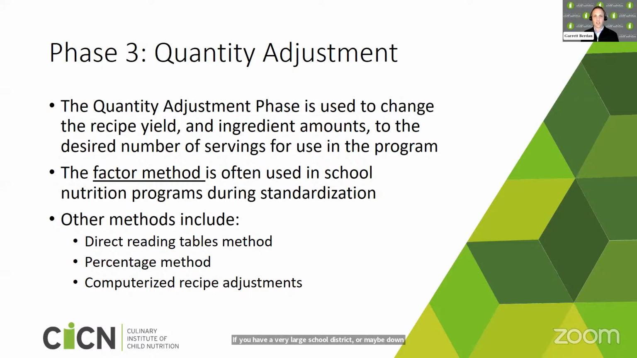There are different methods. The factor method is the most common method, but there are 3 others: the direct reading tables method, percentage method, and computerized recipe adjustments. Those would be like if you're using nutrition analysis software and you put the recipe into the software, then the software can typically scale up or down based on whatever the yield needs are that you're looking for. A lot more detail on the various methods is found in the recipe standardization guide, so I would urge you to check that out.